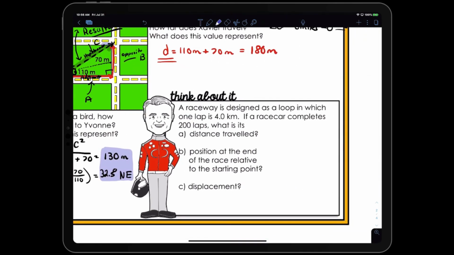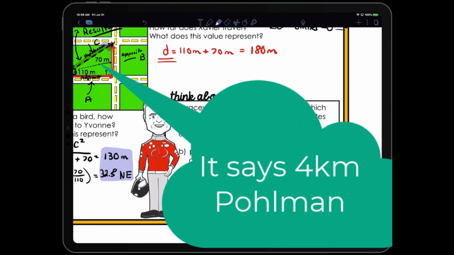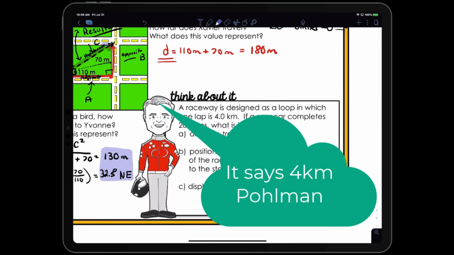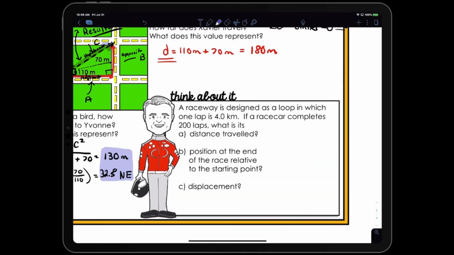We have the last question on this side. It says a raceway is designed as a loop in which one lap is 4.0 kilometers. If a race car completes 200 laps, what is the distance traveled? How far did they travel? Well, we know that one lap is 4.0 kilometers, but we are traveling around this 200 laps. So if we go times 200 laps, what we're going to end up with is a total of 800 kilometers. What we're measuring here is the total distance.